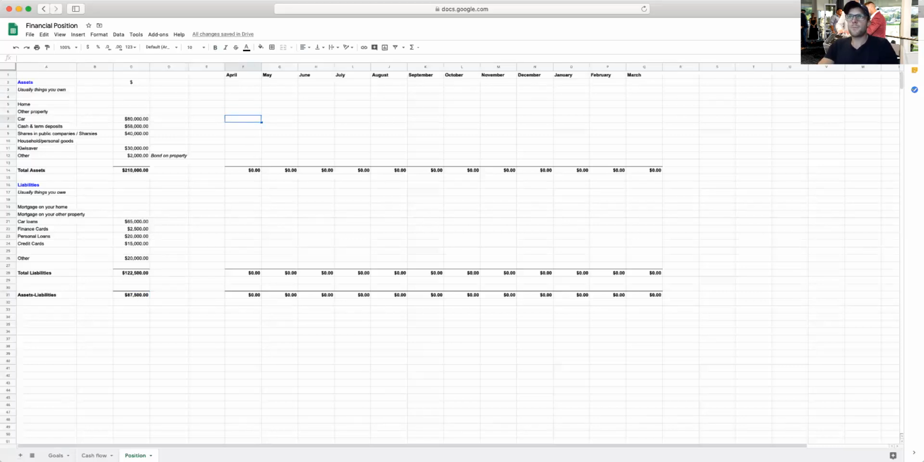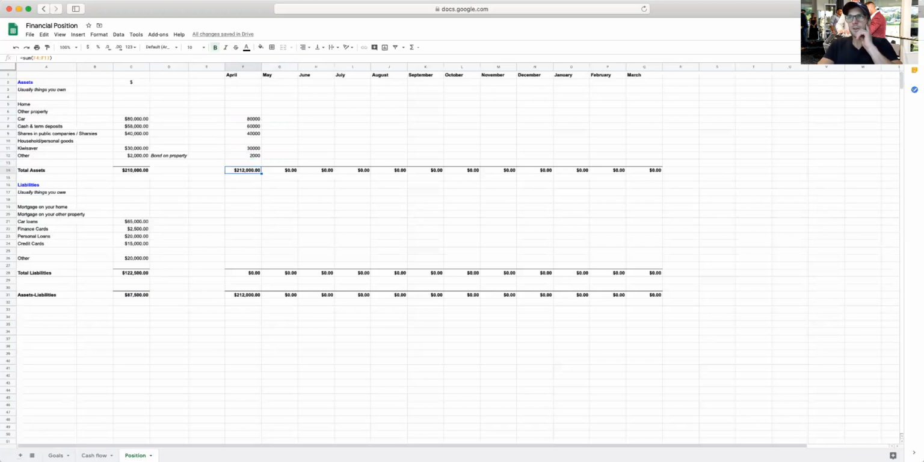So this might stay the same the whole way through. Then all of a sudden at the end of April, you've got $60,000 because you've saved $2,000. Your shares are still the same, 40,000. You might want to even track what their actual market value is. Your KiwiSaver is $30,000. Again, you might want to bump it up to 32 because it's increased in its market value. Your bond's still the same.